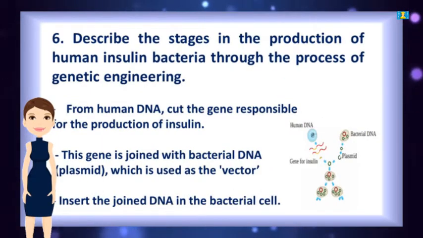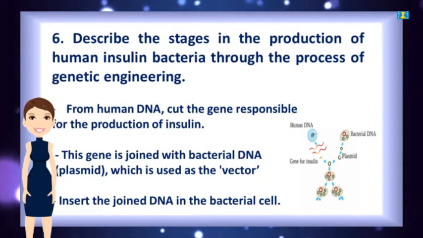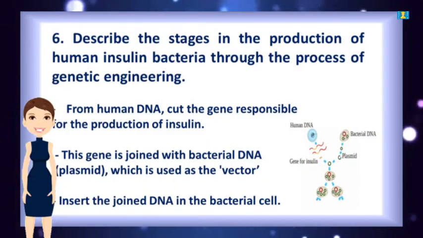Describe the stages in the production of human insulin bacteria through the process of genetic engineering. Answer is, from human DNA, cut the gene responsible for the production of insulin. This gene is joined with bacterial DNA, which is used as the vector. Insert the joined DNA in the bacterial cell.